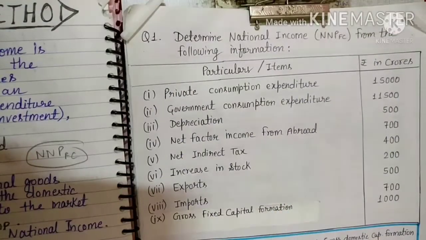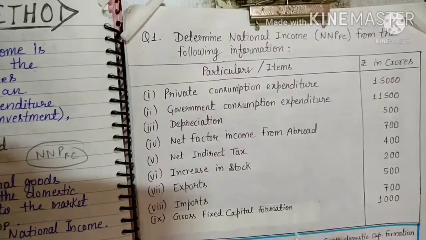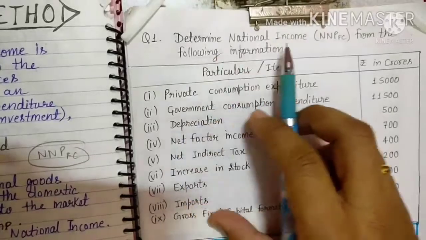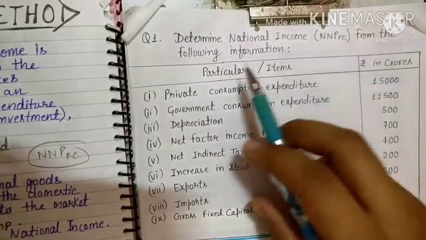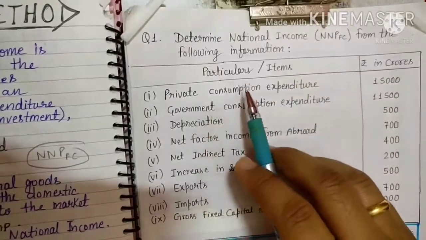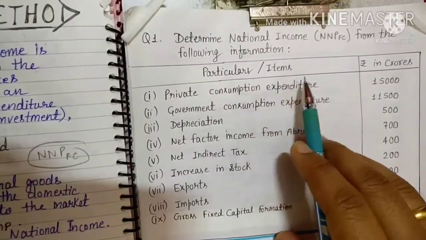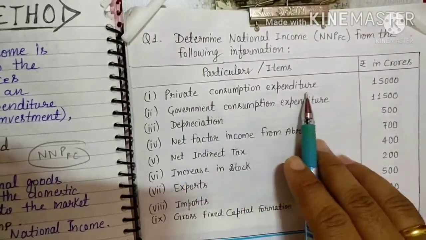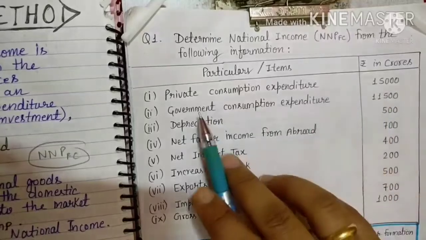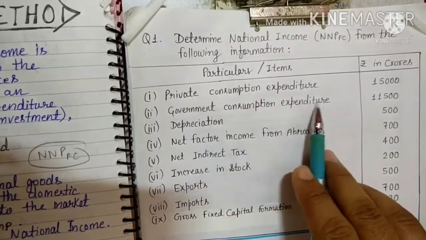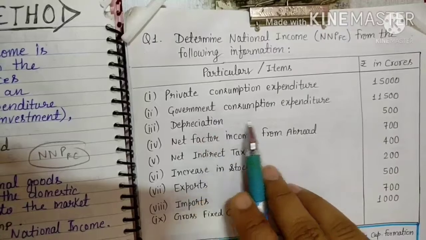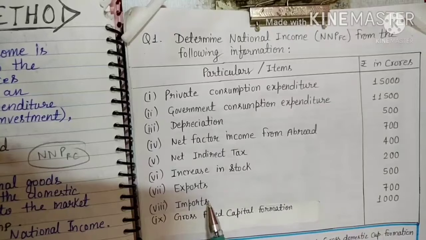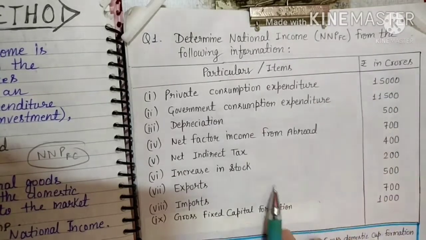Now let's check this question. We are going to solve these questions by the expenditure method only. Just pay attention here. Determine national income, that is NNP at FC, from the following information. The particulars, or items, are given in rupees crores. First is private consumption expenditure 15,000, then government consumption expenditure 11,500, then depreciation, net factor income from abroad, net indirect tax, increase in stock, export, import, and gross fixed capital formation. All these items are given here.